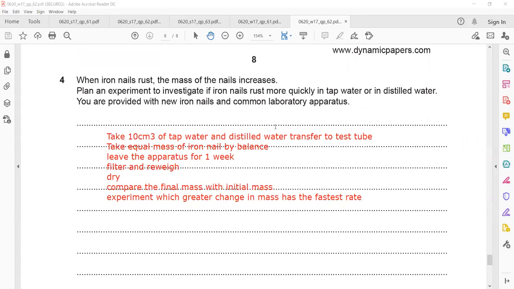Is it clear? You can add on, you can write more things. I'm just explaining the idea to write the experiment.